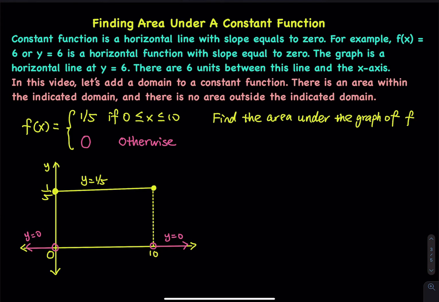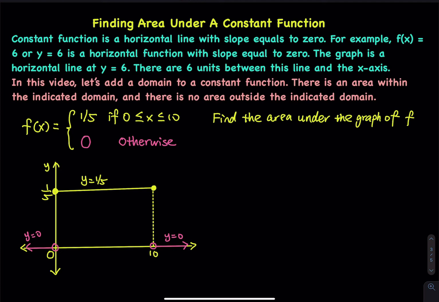So you have your x-axis, you have your y-axis. At y equals to 6, there is a horizontal line. The line is flat, so that's why the slope is equal to 0. So y equals to 6, what does the 6 mean? The 6 means there are 6 units between the line and the x-axis. So in this video, let's add a domain to a constant function. There is an area within the indicated domain, and there is no area outside the indicated domain.